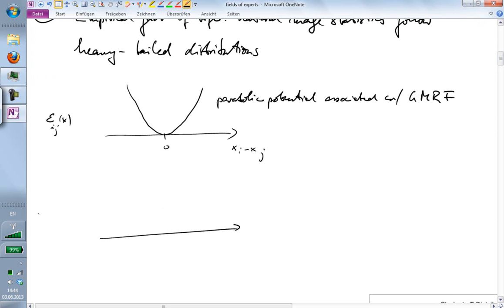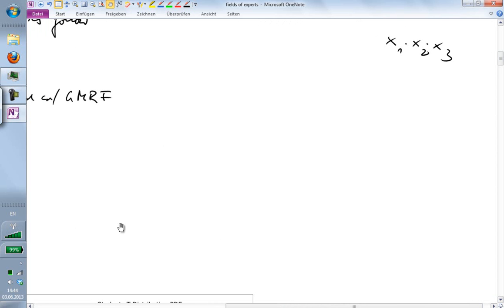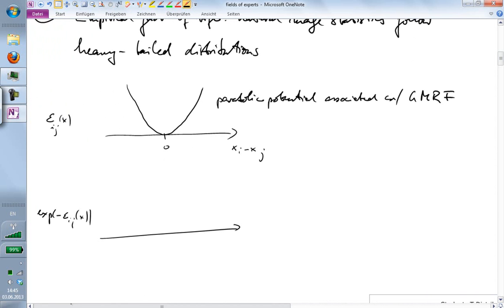And I can take e to the minus the energy of this, which gives me one factor in the joint probability. So if I have a parabola in the exponent, this is something that looks like this.